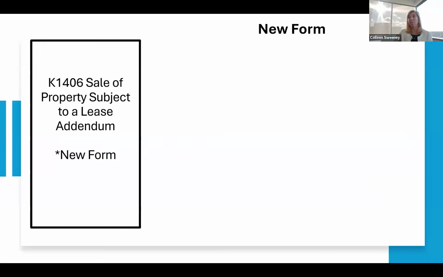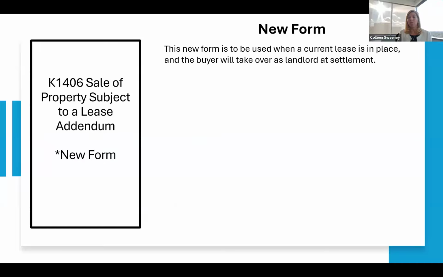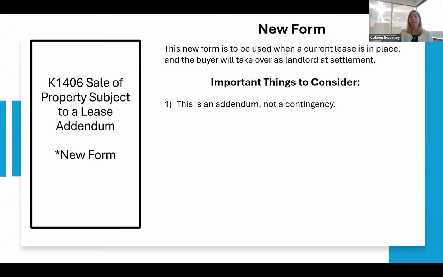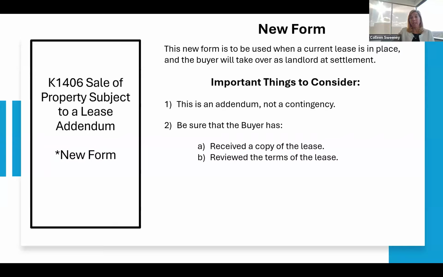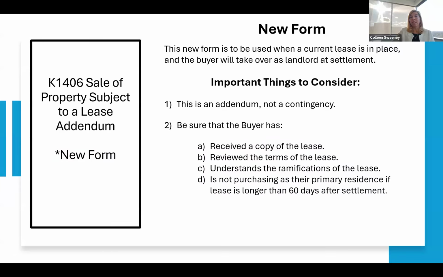All right, so here's a new form. This one is to be used when there's a current lease in place and the buyer will take as the landlord at the settlement. Okay, important things to consider here. This is an addendum, not a contingency, okay? Be sure the buyer has received a copy of the lease, reviewed the terms of the lease, understands the ramifications of the lease, is not purchasing this as their primary residence if the lease is longer than 60 days after settlement. Why am I telling you all of this? Because it's not a contingency.